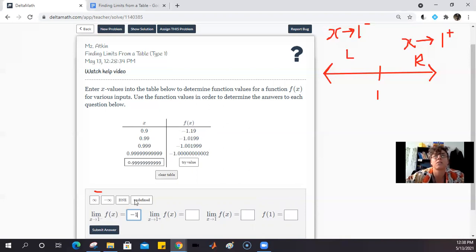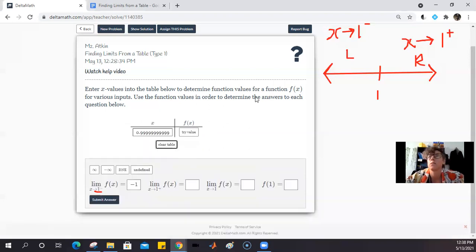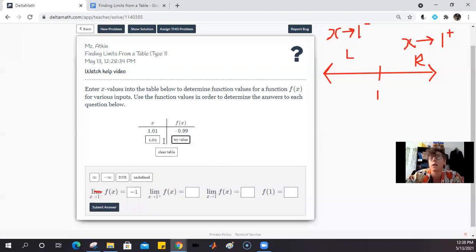Now let's clear the table. Let's look at values from the right, which means we want values that are close to 1, but a little bit bigger than 1. So how about 1.01? That's pretty close to 1, but bigger than 1. How about 1.001?